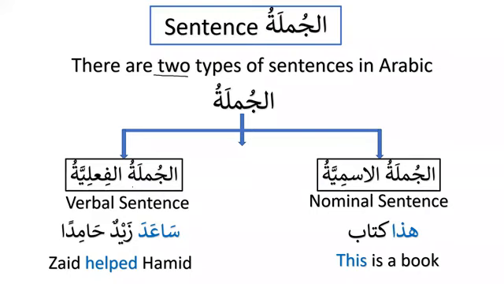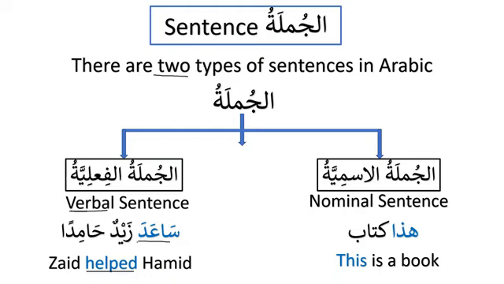And then we have al-jumlatul fi'liyatu, which is called a verbal sentence. And as it is clear from the name, it always starts with a verb. And in the previous lesson, we took this example: Sa'ada Zaidun Hamidan. Zaid helped Hamid. Now, again, we need to know small differences between Arabic and English. Normally, in English, we do not start a sentence with a verb, unless it's a command. Of course, a command is used like go there, sit here. We know.